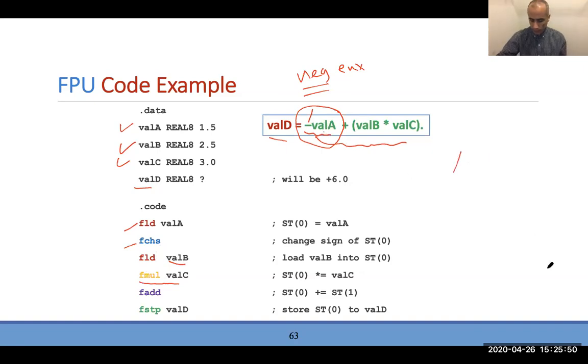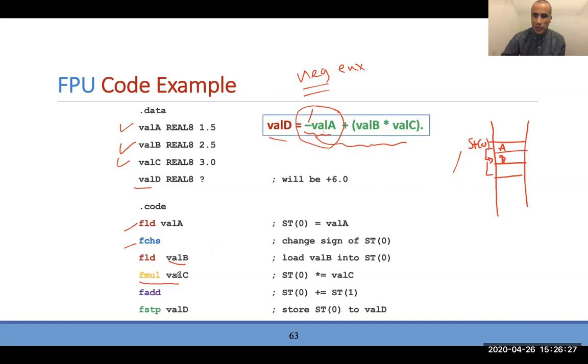Let me see. So let me see right here if this is my stack. So this is ST0. And in this ST0, we have A, we negated it, right? And then the top of the stack now points here, right? So the top of the stack now is going to be what? B. And then the top of the stack again, it is going to be what? Here. So we loaded B, that's the top of the stack, and we're going to say FMUL what?